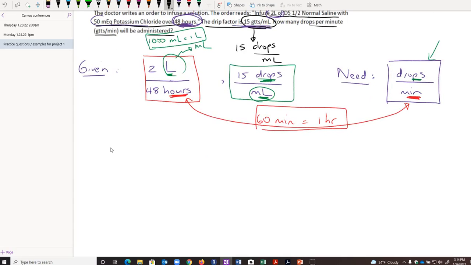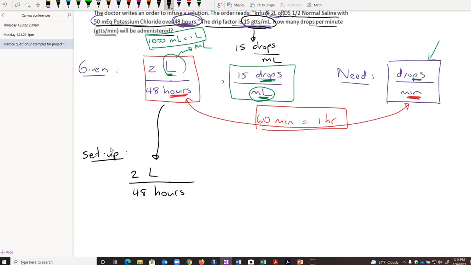As long as the units are on the right side, whether it's in the numerator or in the denominator. Okay, so let's just start with this first one because that's the first one we started with. So we have 2 liters every 48 hours, right? We're given that from the question. So what can we do?